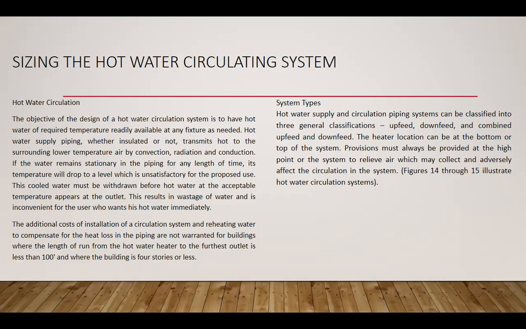Supply lang. Okay? System types. Hot water supply and circulation piping systems can be classified into 3 general classifications: the upfeed, downfeed, and combined upfeed and downfeed. The heater location can be at the bottom or the top of the system. Provision must always be provided at the high point of the system to relieve air which may collect and adversely affect the circulation system. So figures 14 and 15 illustrate the hot water circulation system.